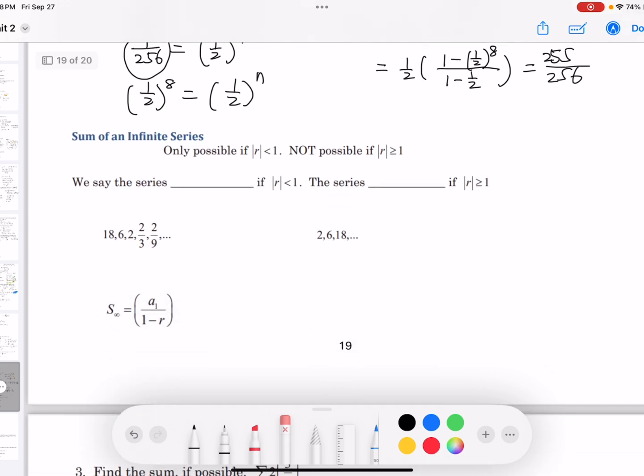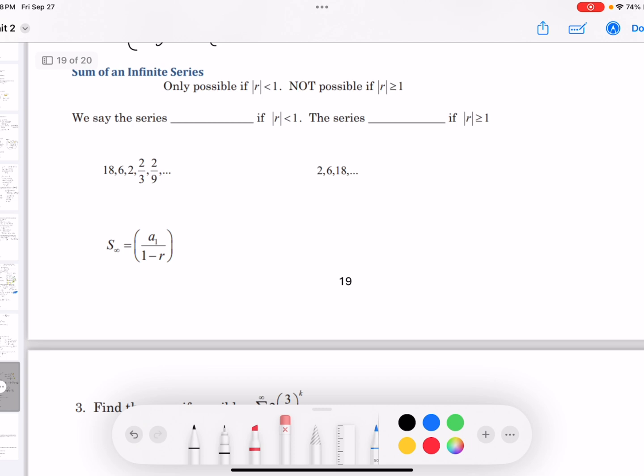Sum of an infinite series is only possible if the absolute value of r is less than 1. So r must be a very tiny number, like 1/2, like 0.5, or like 0.00004, or negative 0.007. Okay, not possible if the absolute value of r is greater than or equal to 1. So if r is a tiny number, it's possible to find the sum.